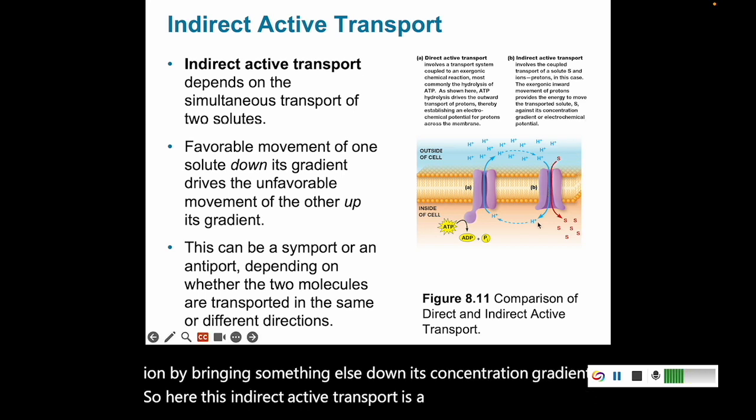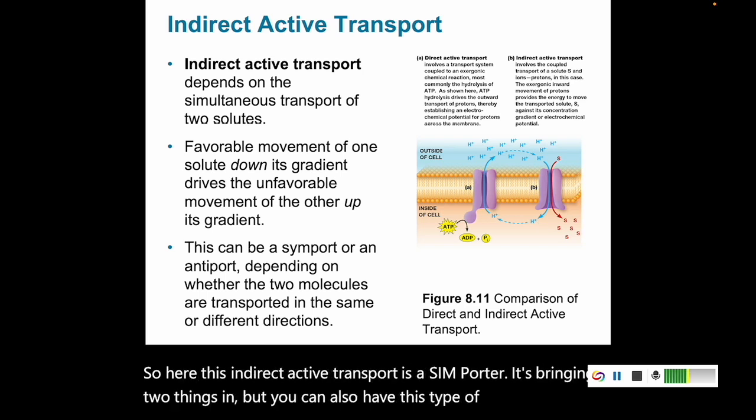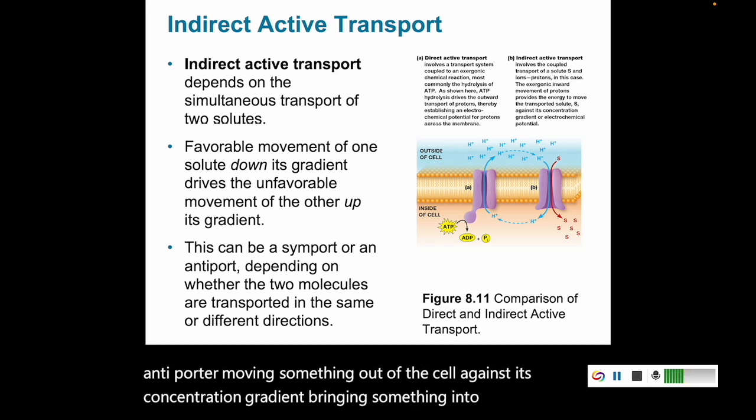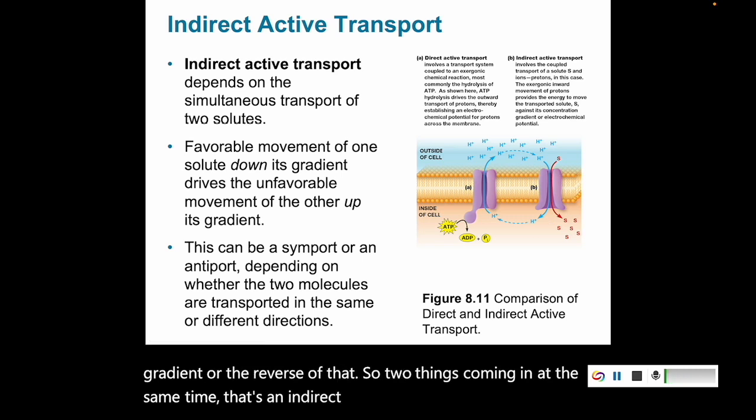It's bringing two things in. But you can also have this type of transport with an antiporter, moving something out of the cell against its concentration gradient while bringing something into the cell down its gradient, or the reverse of that. So two things are moving at the same time. That's indirect active transport.